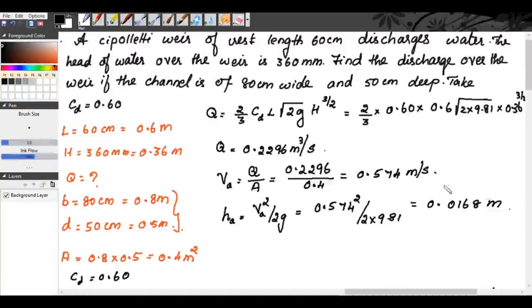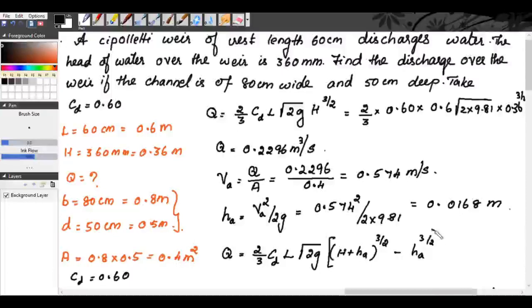So now the discharge considering the velocity of approach is equal to 2 by 3 CD into L into root of 2G into ((H plus HA) the whole raised to 3 by 2 minus HA raised to 3 by 2). You can substitute the values. We get the discharge as 0.2435 meter cube per second. So this is our answer.